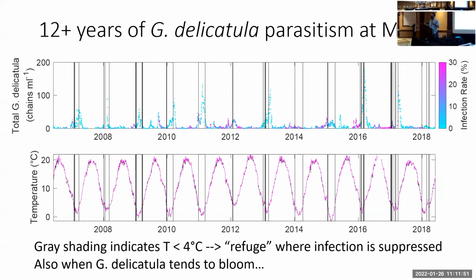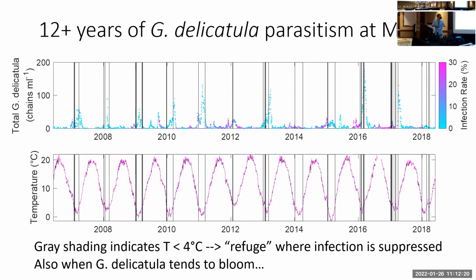So now we can apply our classifier to all that image data I mentioned and create what I think is a pretty beautiful time series of parasitism in this model system. Here on top, we're looking at the total concentration of our host diatom. The points are again colored according to the infection rates. And on the bottom, we're looking at temperature, and my gray shading regions didn't come out, I guess.